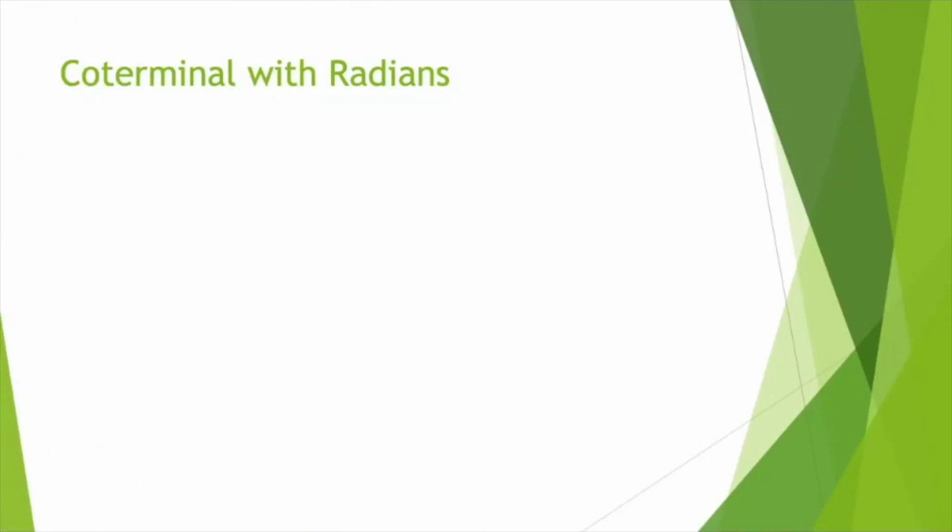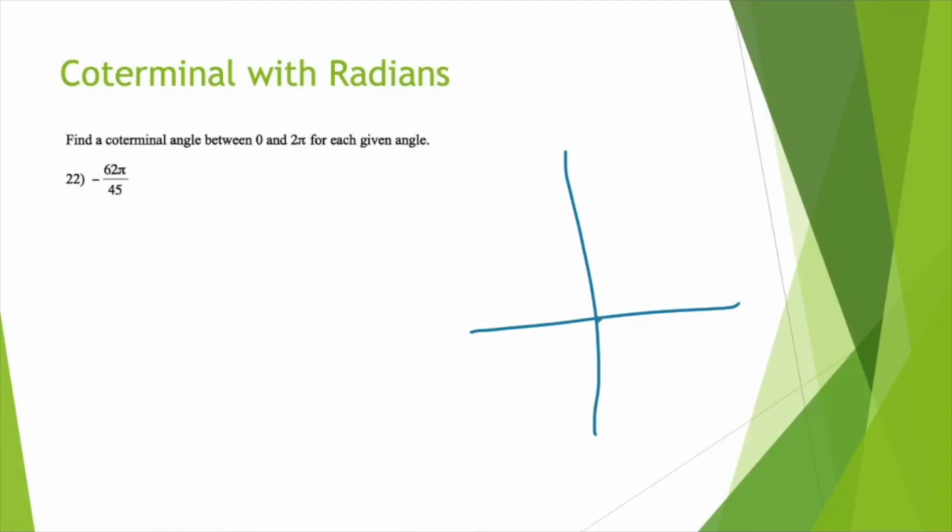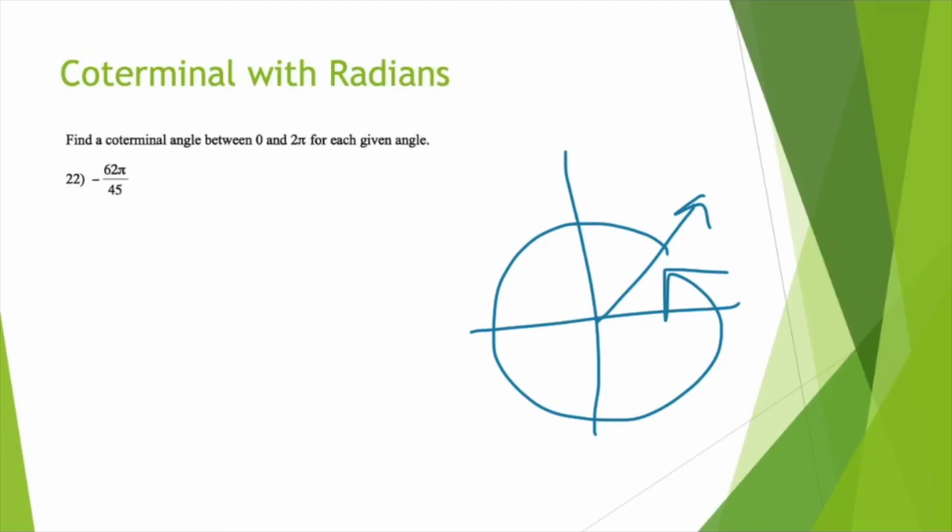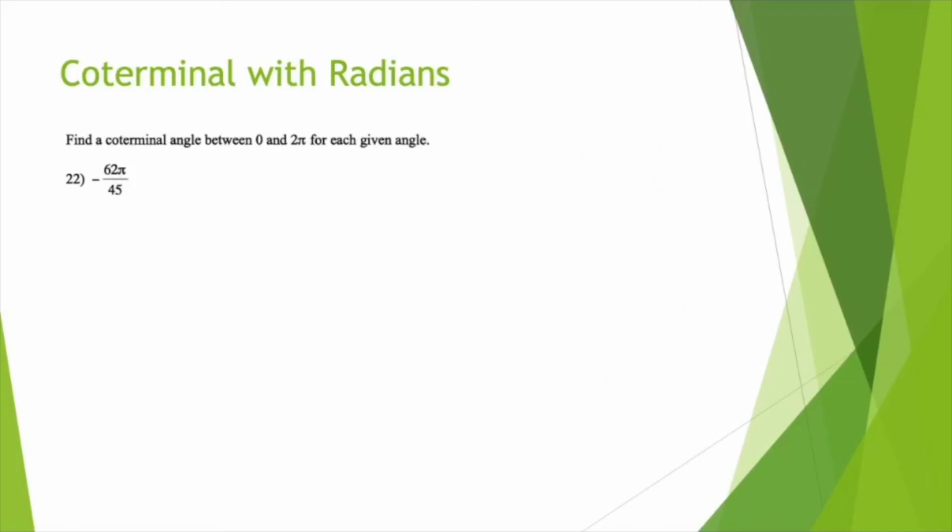Let's now talk about coterminal with radians. We did coterminal with degrees. Now we're going to do coterminal with radians. When we have an angle measure, coterminal means I'm going to go all the way around. For degrees, that means I go 360 degrees. But with radians, it means I go 2 pi radians. So I have to find a coterminal angle between 0 and 2 pi. So I'm going to have to add the 2 pi, just like I added the 360 multiple times, until I get it between 0 and 2 pi.